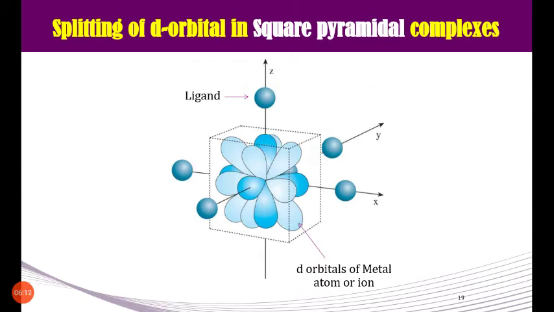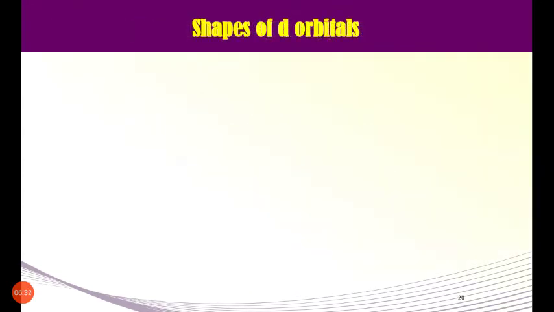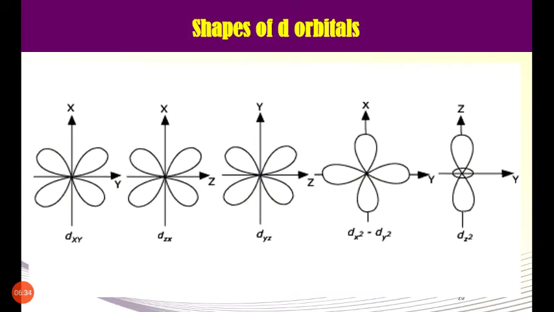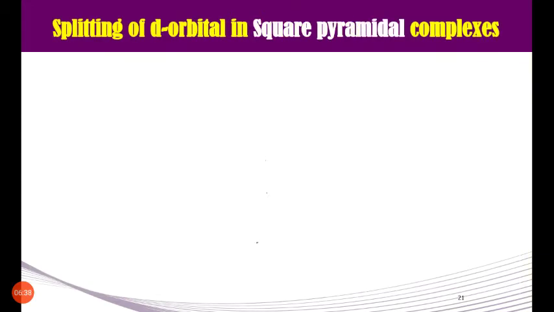Now what will happen for the interaction? The orbitals which are present along the axis will show more repulsion, meaning their energy will be increased, and the orbitals which are present in between the axis will show less repulsion, therefore their energy will be decreased. These are the 5 d orbital shapes, T2g and Eg.